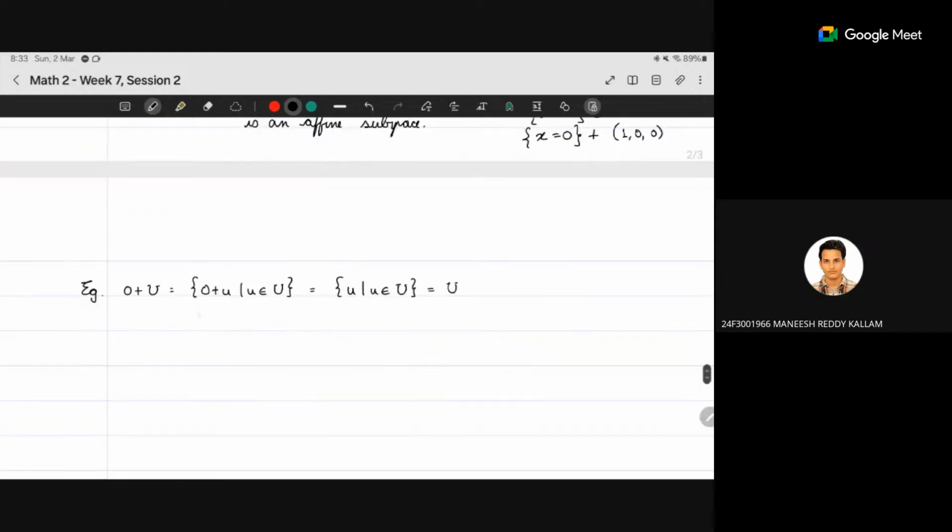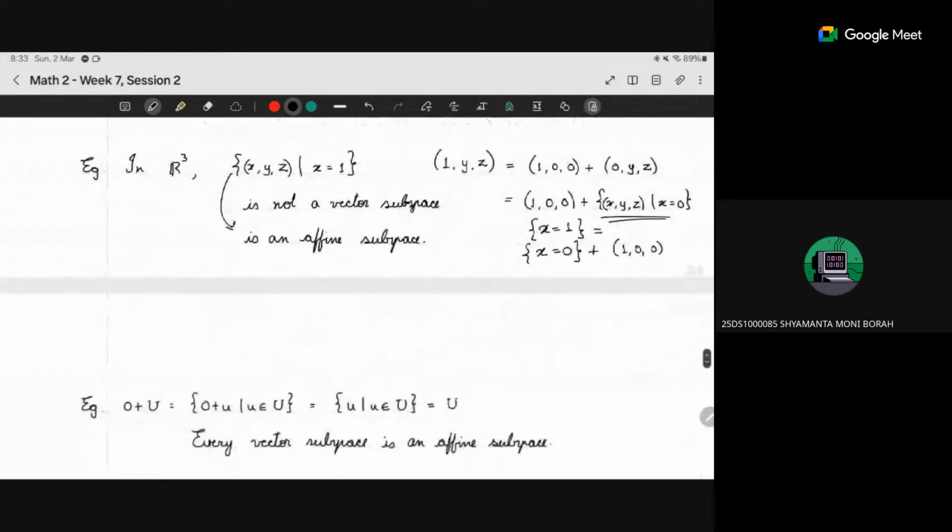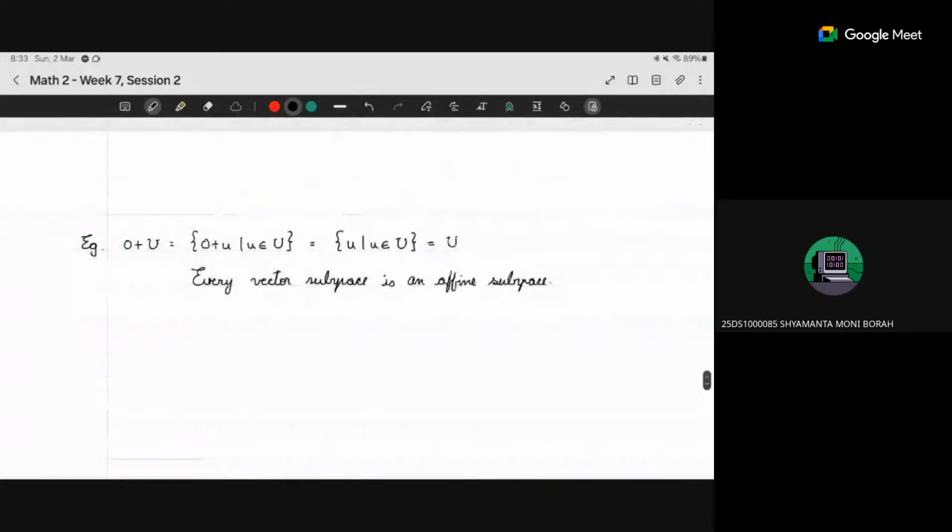So what you have concluded is every vector subspace is an affine subspace. But is the vice versa true, sir? No, it's not, right? So take y is equal to x plus 1. It does not pass through the origin.